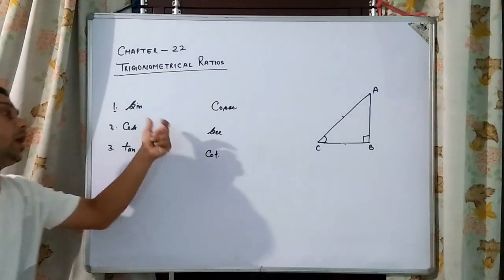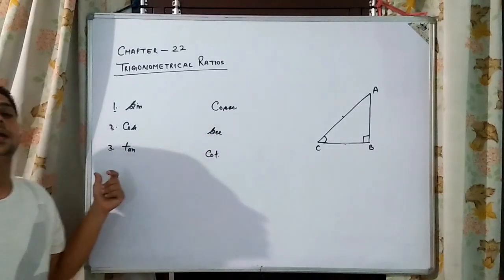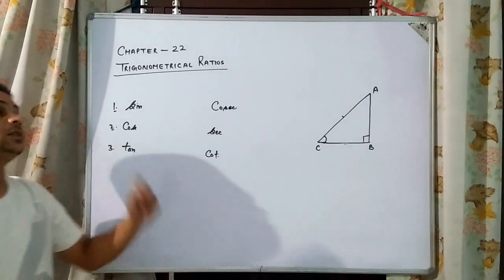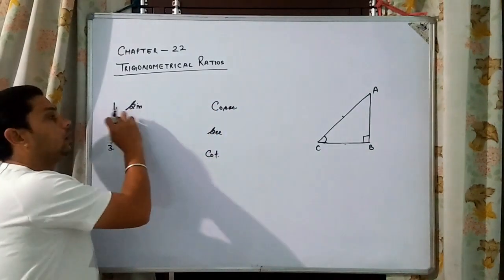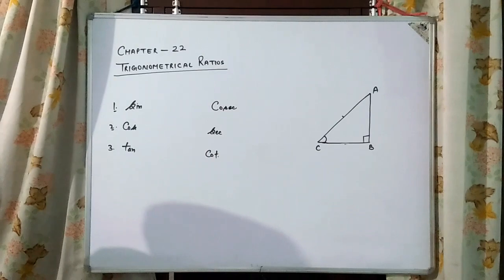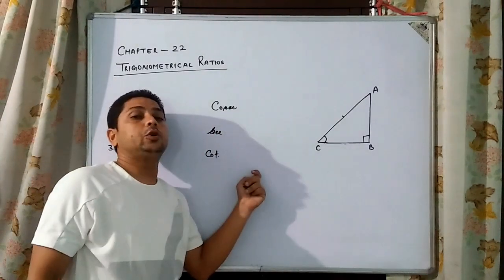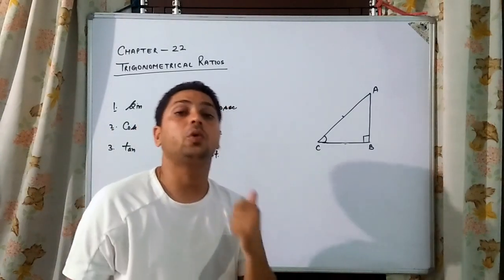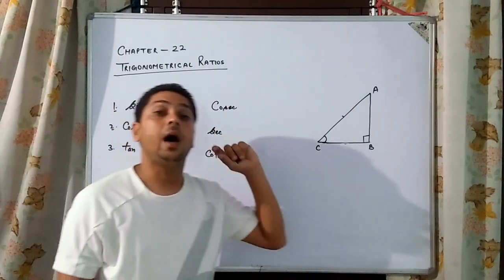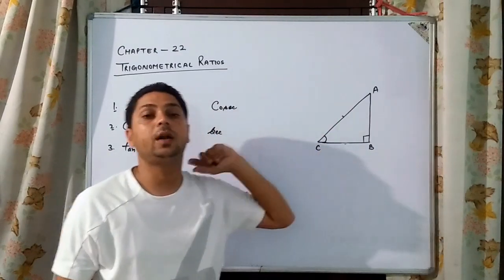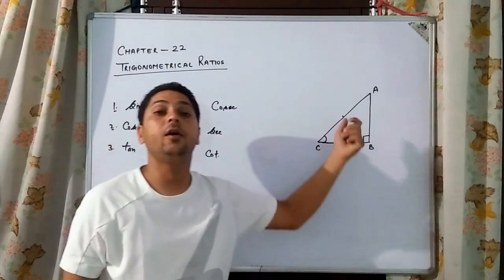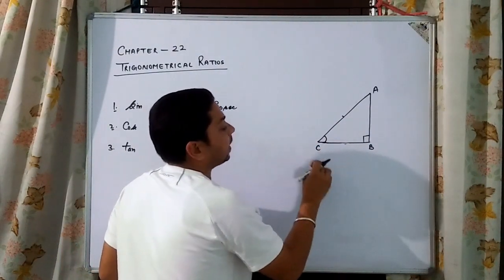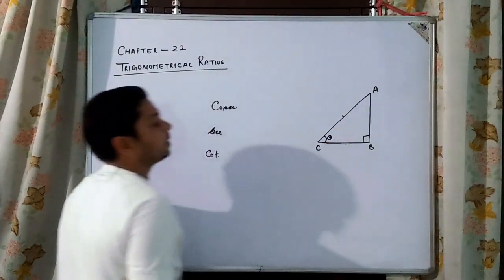So on the whole, we have six trigonometrical ratios: three basic trigonometrical ratios, and three inverses of sine, cos and tan here. These six trigonometrical ratios basically explore the relationship between the angles of your right angle triangle and the sides of your right angle triangle. So here we will take the base angle. Suppose we have a base angle as theta.